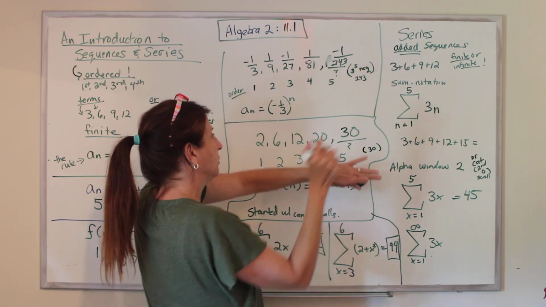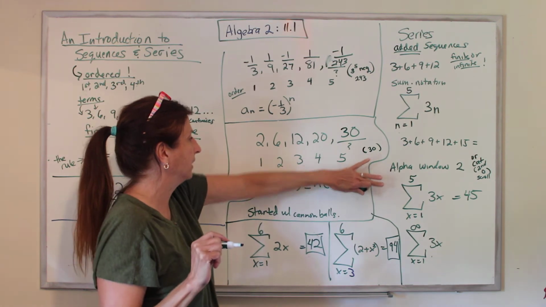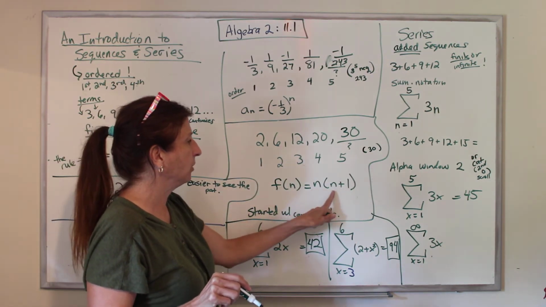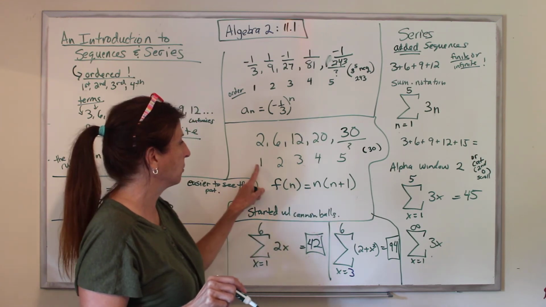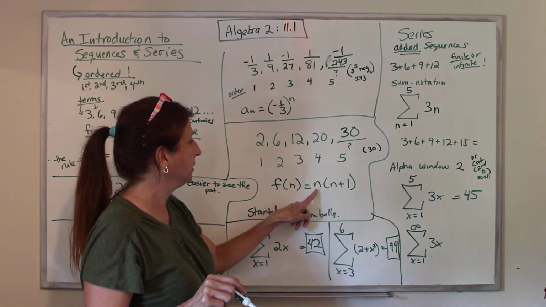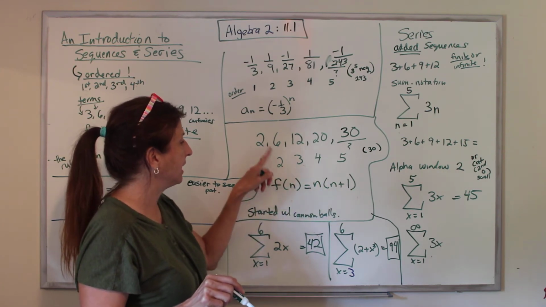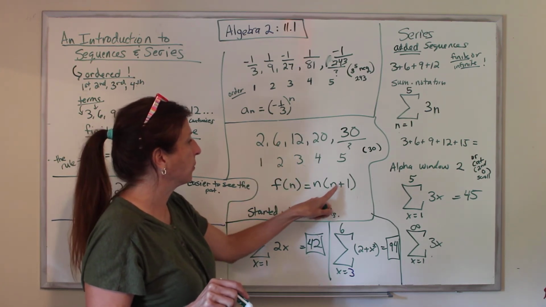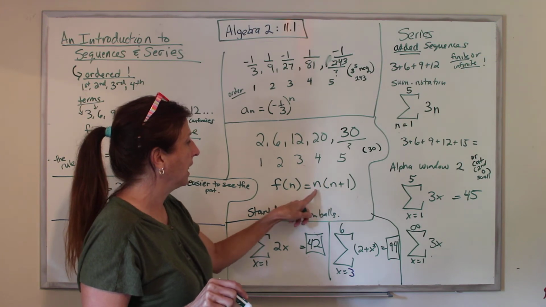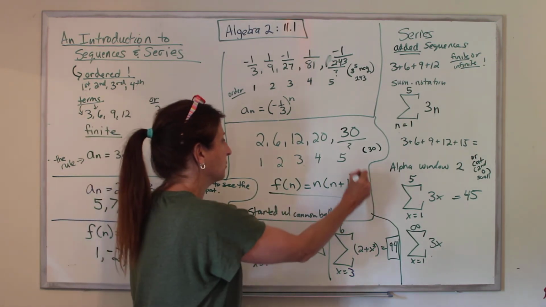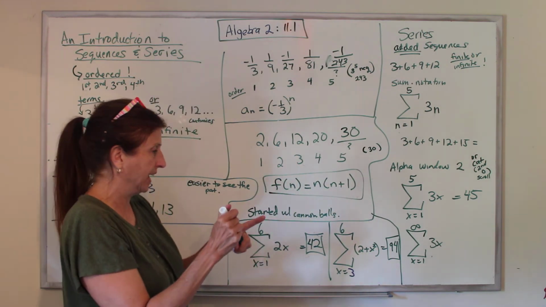So that's how you do it, but how do you write that rule? It's like this. You take the number and you multiply it times the number plus 1. So 1 plus 1 is 2 times 1 is 2. 2 plus 1 is 3 times 2 is 6. 3 plus 1 is 4 times 3 is 12. So that's the rule. And here they're writing it with f of x.